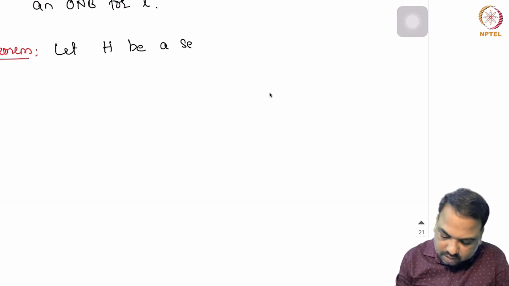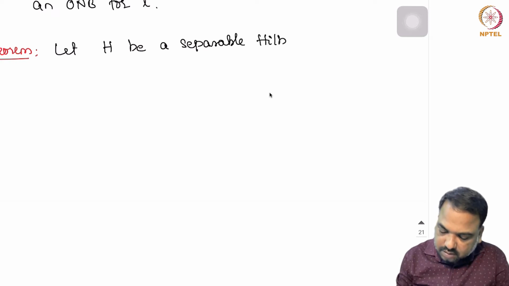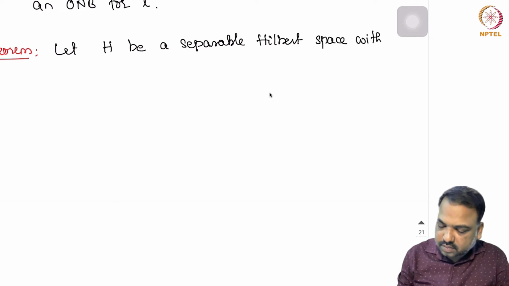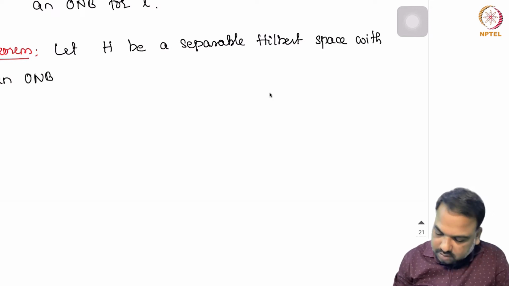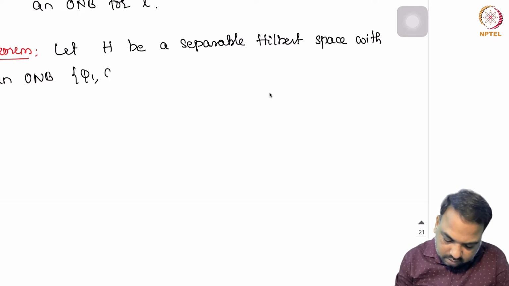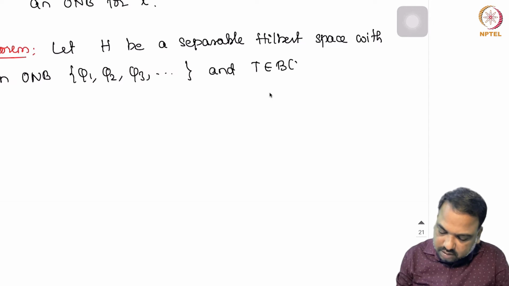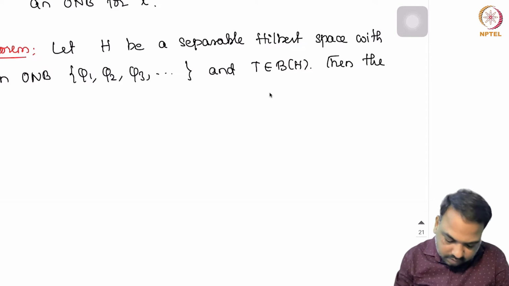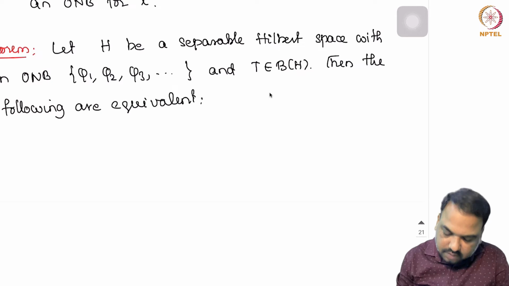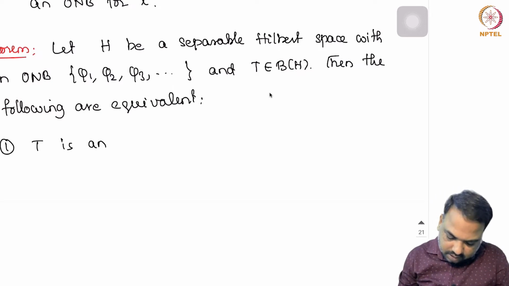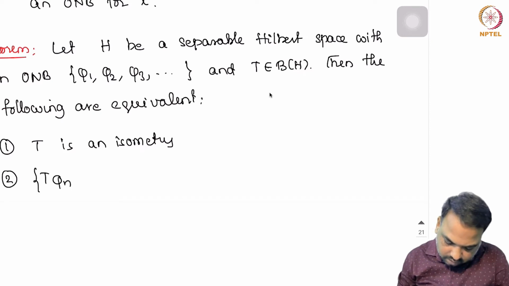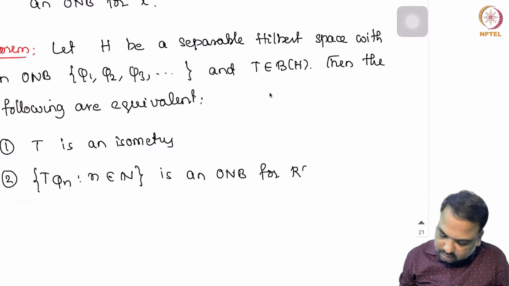Let H be a separable Hilbert space with an orthonormal basis phi1, phi2, phi3, and so on, and T be a bounded operator on H. Then the following are equivalent. The first one is T is an isometry. The second one is T of phi n is an orthonormal basis for the range of the operator.